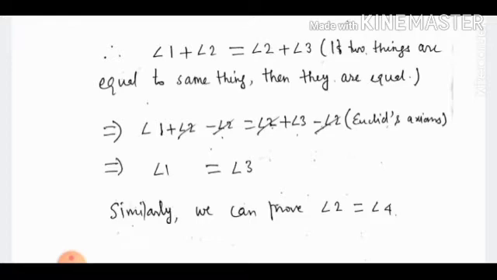Here we also apply Euclid's axiom. If equals are subtracted from equals, then remainders are equal. This implies that angle 1 is equal to angle 3. Similarly, we can prove angle 2 is equal to angle 4.